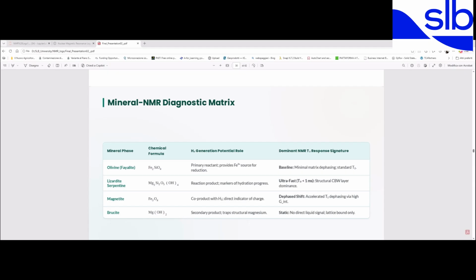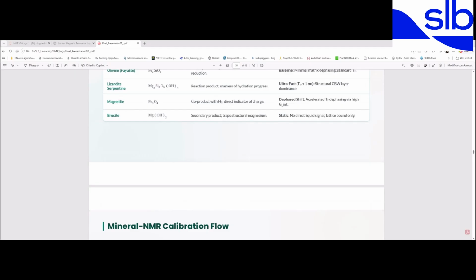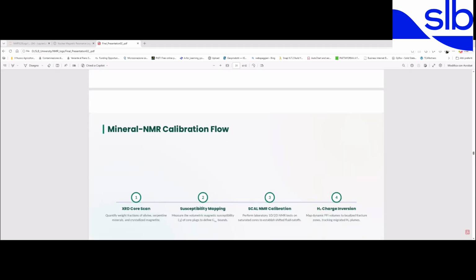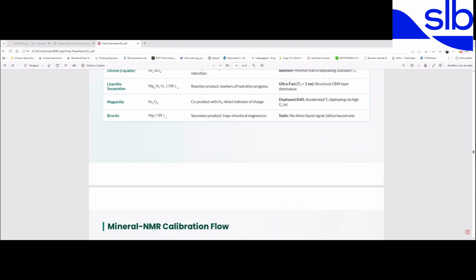So the second product, generally we have brucite in the trap. So brucite generally was linked to the trap. So secondary product traps structural magnesium, static, no direct signal. So we have no direct signal. So the real trouble is this.